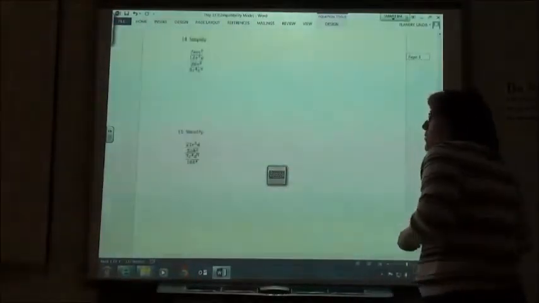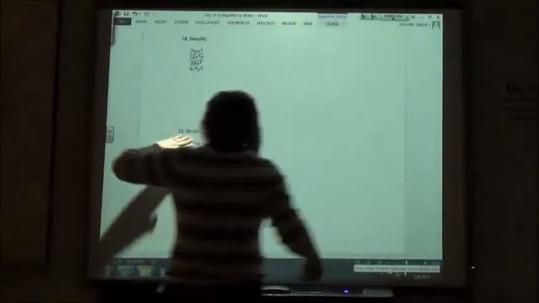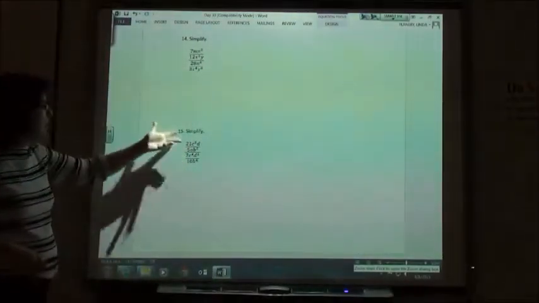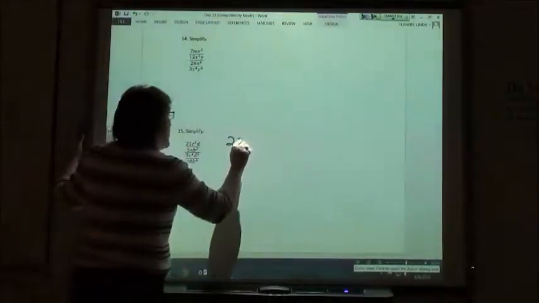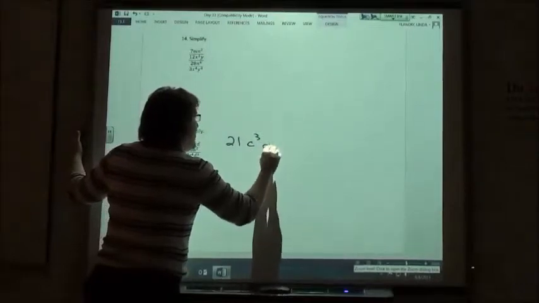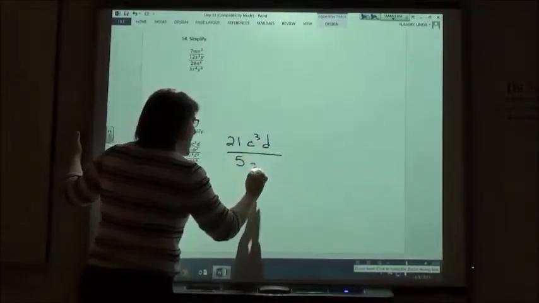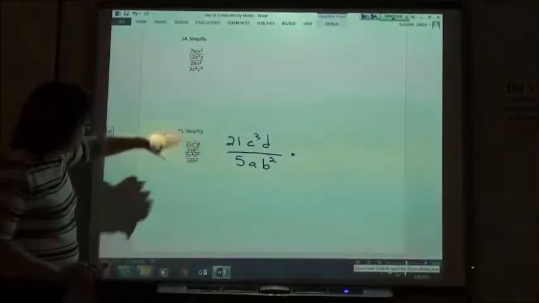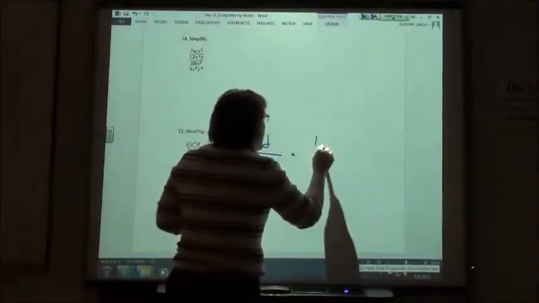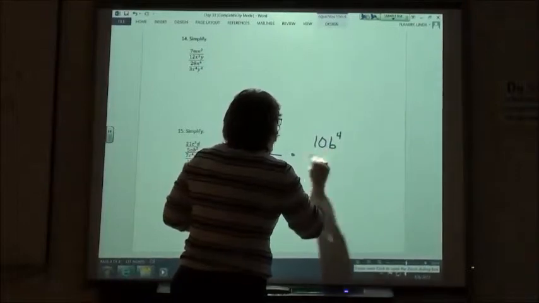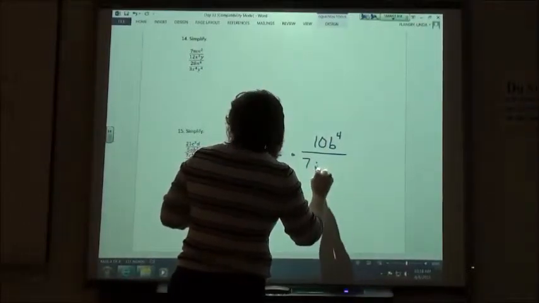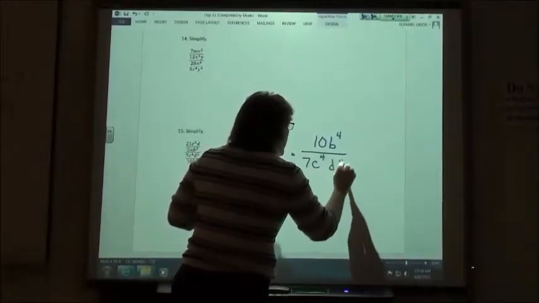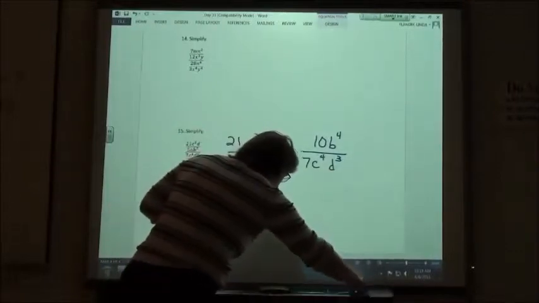One last one on this one. So again, we are dividing our fractions. We have to invert and multiply. So 21c to the 3rd d over 5ab squared times the reciprocal, so the 10b to the 4th will be on top, and the 7c to the 4th d to the 3rd going to be on the bottom.